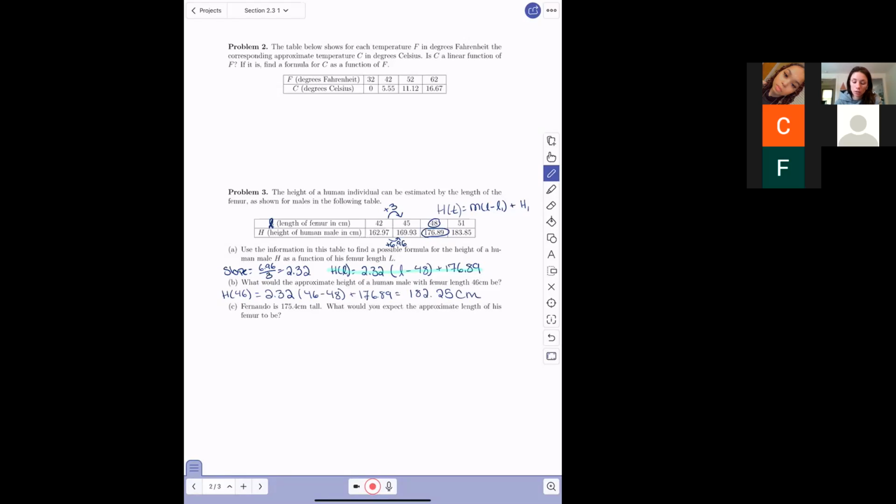All right, cool. So then for part C, Fernando is 175.4 centimeters tall. What would you expect the approximate length of his femur to be? Can someone explain to me how we set this one up? Wouldn't you have to solve for L? Yes, so we're going to solve for L.